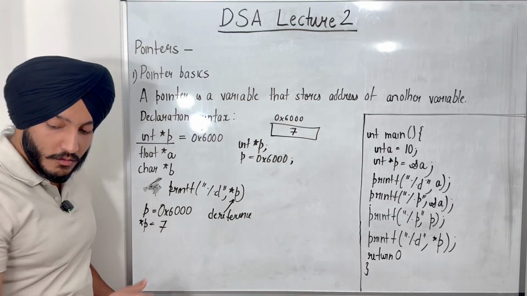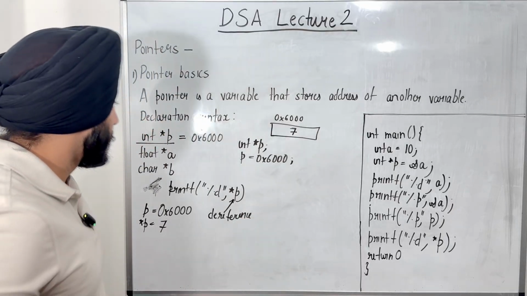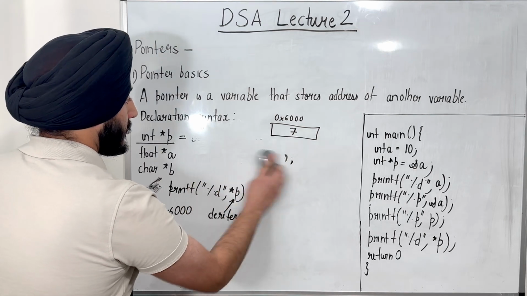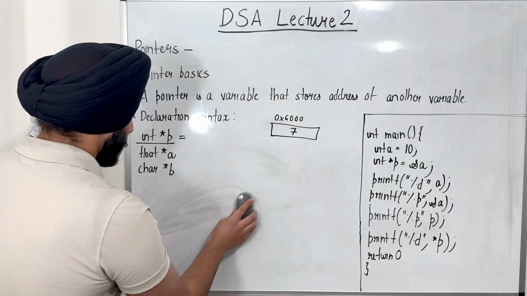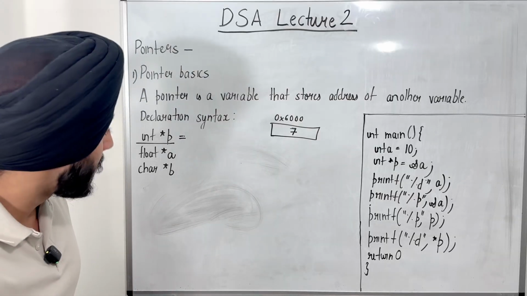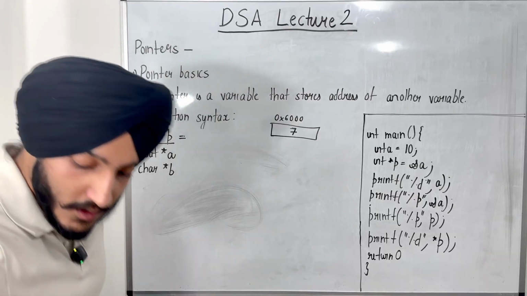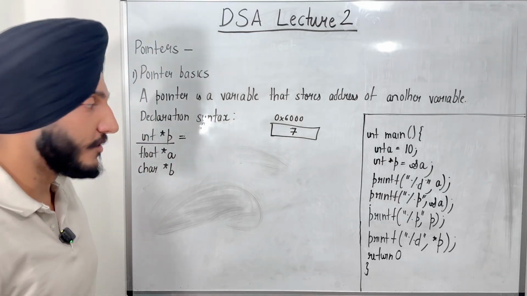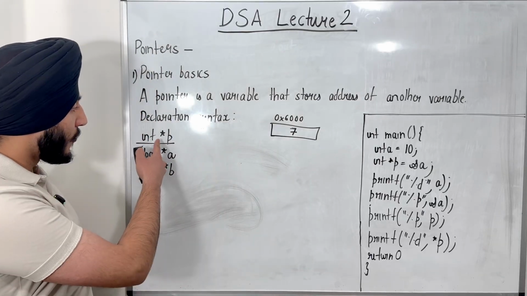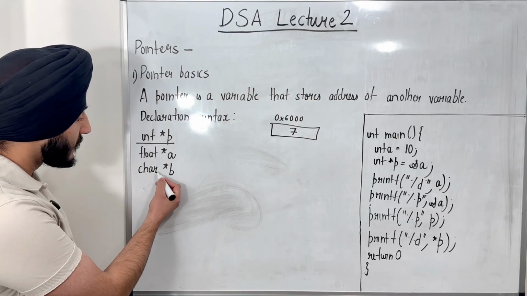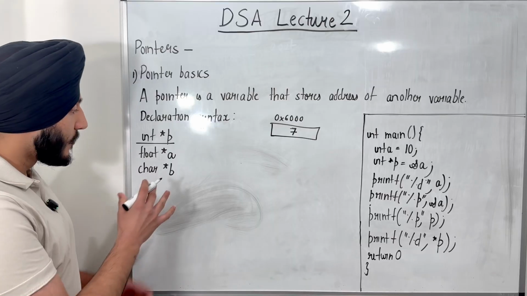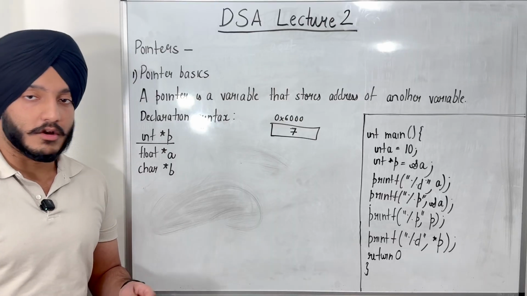Let's try to understand a few more basics about this stuff. Okay, so an important thing to understand is we have different types of pointers, right? So if you notice, this is a pointer to an int. This is a pointer to a float, and this is a pointer to a char, right? Let's try to understand what is the difference in all of that.